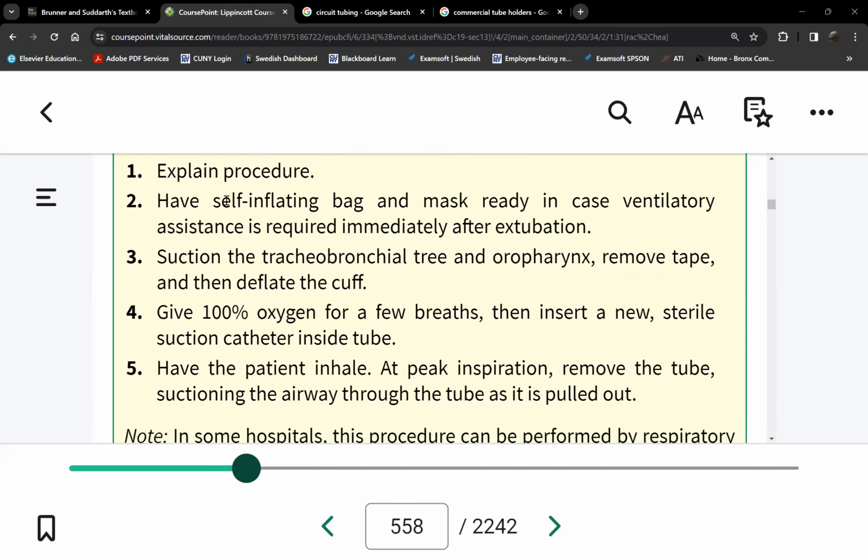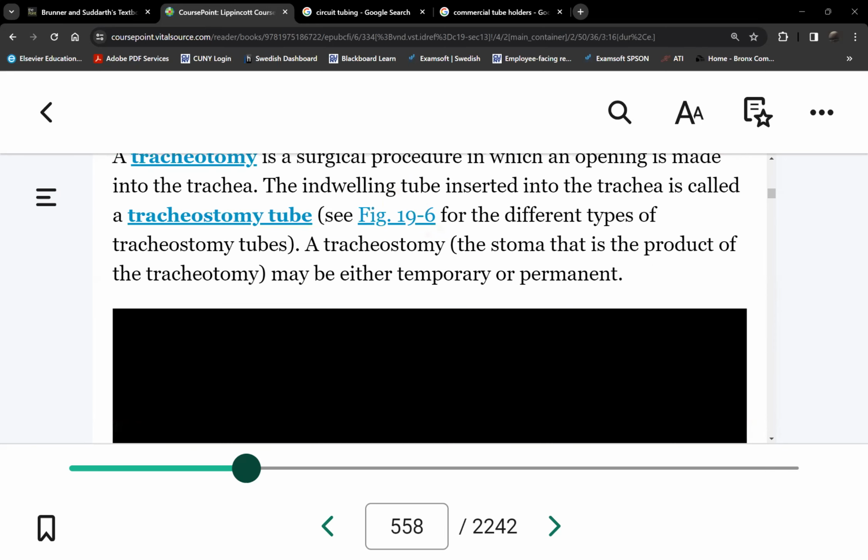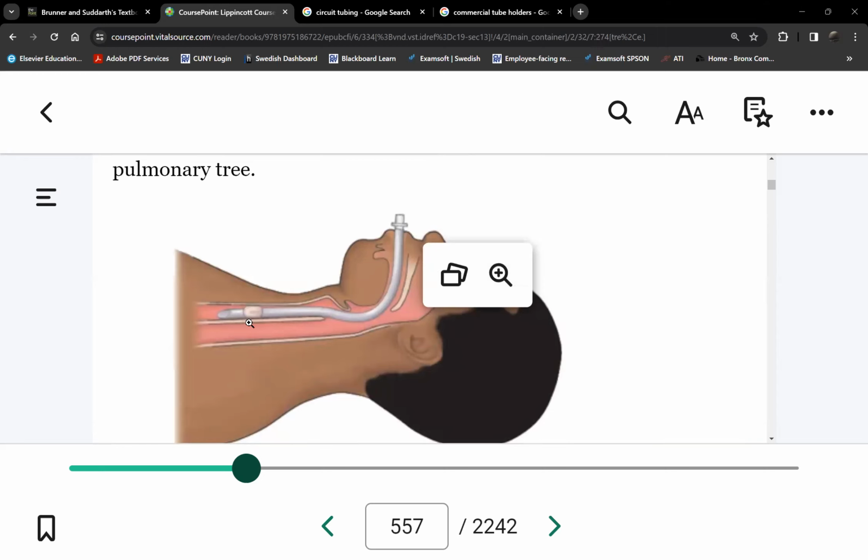So the patient here is awake. Then we tell them what to do. So we're going to tell them that we're going to quickly deflate the cuff. And right after deflation, it will just take 2 seconds. So when we deflate, we pull the tube out and then we tell the patient to cough like crazy, okay?